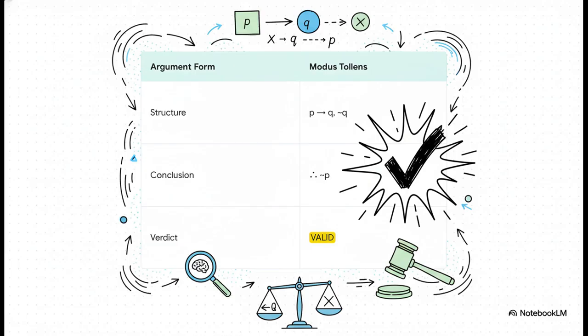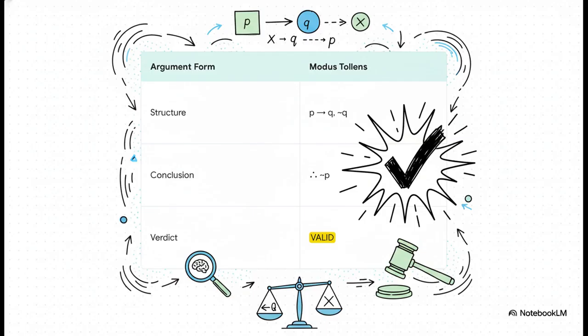This powerful and totally correct way of reasoning is called modus tollens. It's actually the logical twin of our old friend, the contrapositive. It basically says, look, if P always leads to Q, and we can see that Q did not happen, then there's no way P could have happened either. It is a completely sound way to reason.